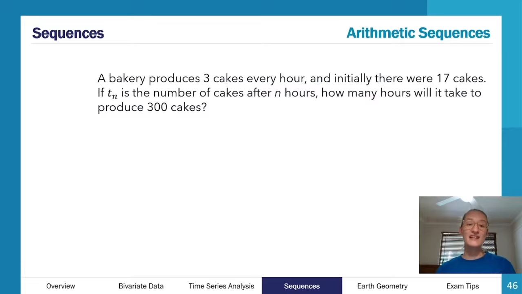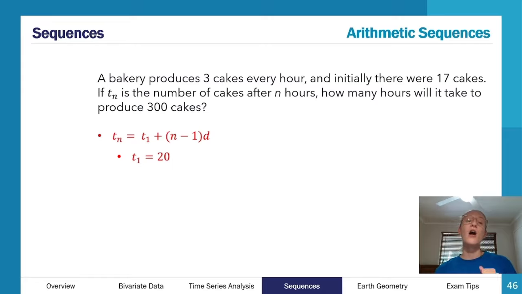Just another quick example. A bakery produces 3 cakes every hour. Initially, there were 17 cakes. If Tn is the number of cakes after n hours, how many hours will it take to produce 300 cakes? You could use recursion to solve this, but it also makes sense to use our formula. So here, in my opinion, is where sequences get the trickiest.